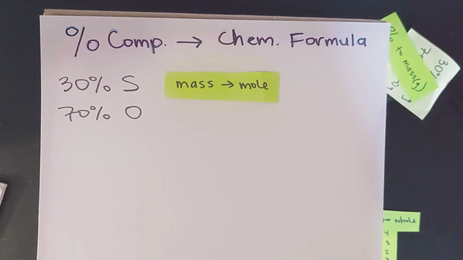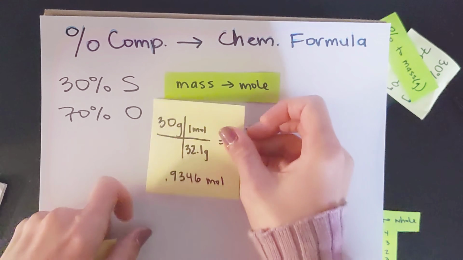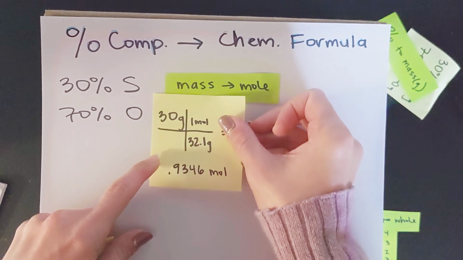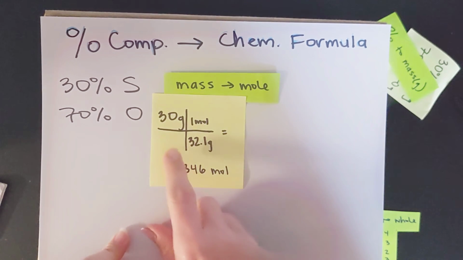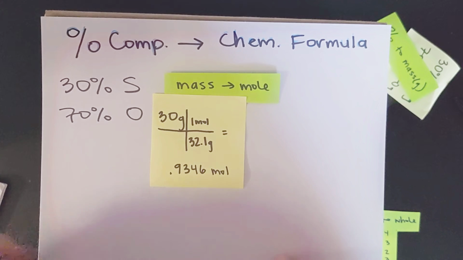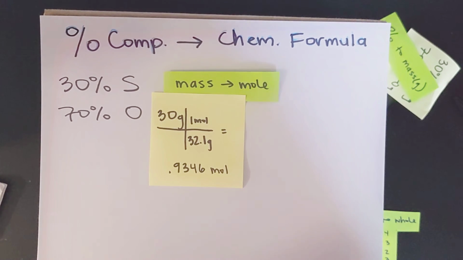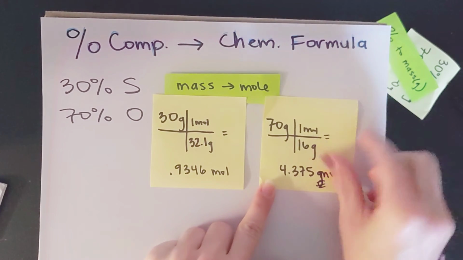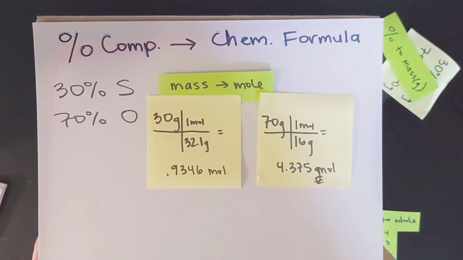So now that we know there are 30 grams and 70 grams, we're going to set up a gram to mole conversion. This is how we would convert sulfur into moles of sulfur. And this is 4 moles of oxygen.